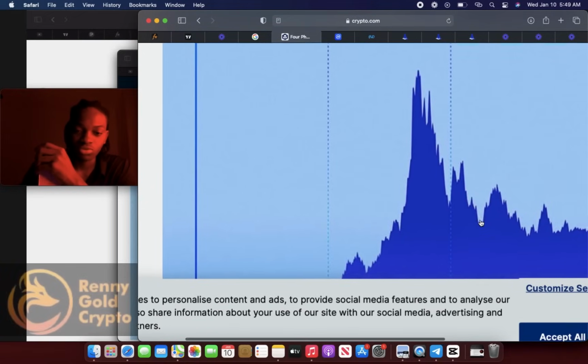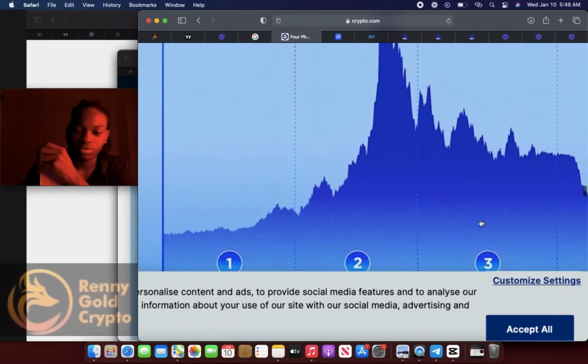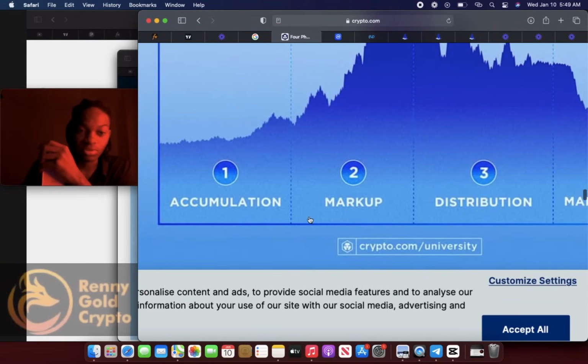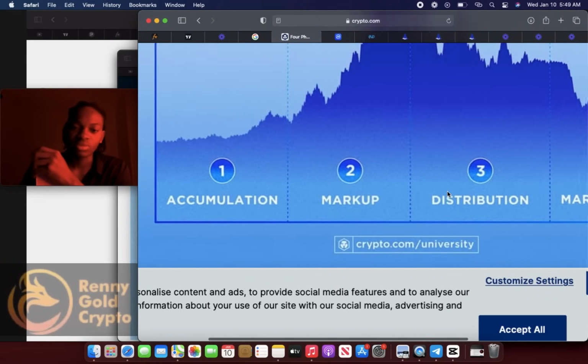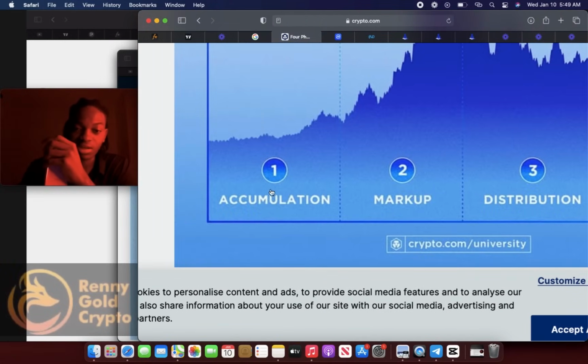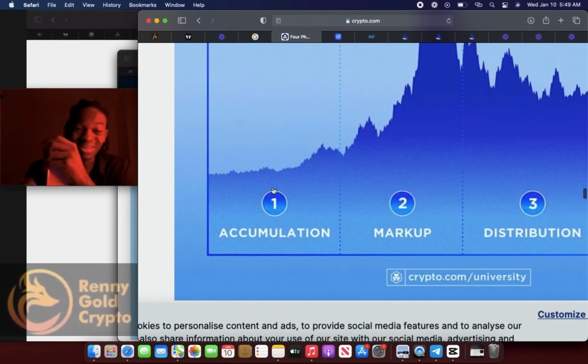So I've been able to talk about all these phases: the accumulation phase, the markup phase, the distribution phase, and the markdown phase. You can see that the accumulation phase is the most important period, when you must start preparing to buy crypto, because during this period there is usually low volatility, and that is what we are looking for.